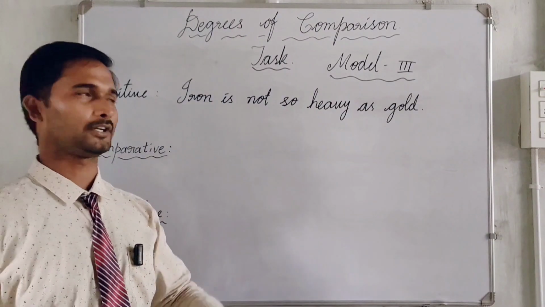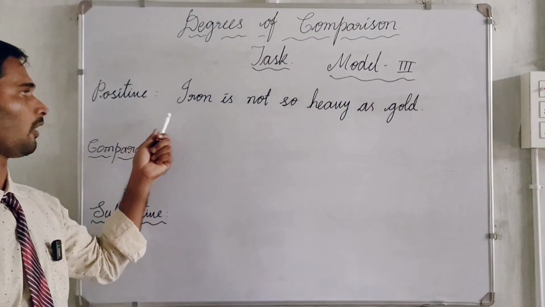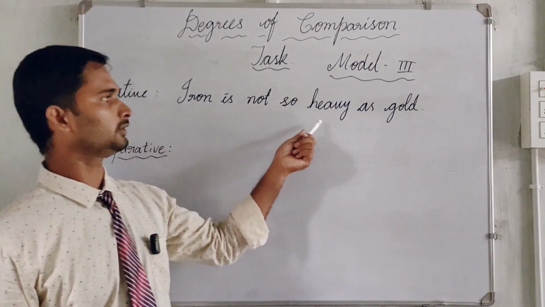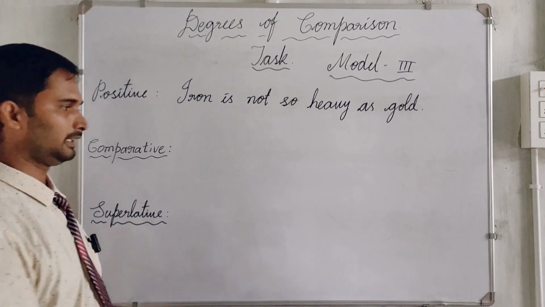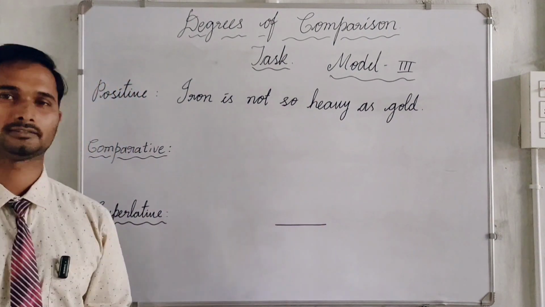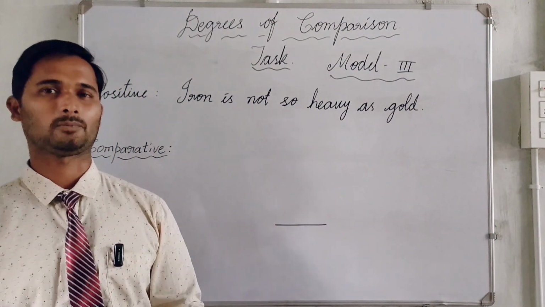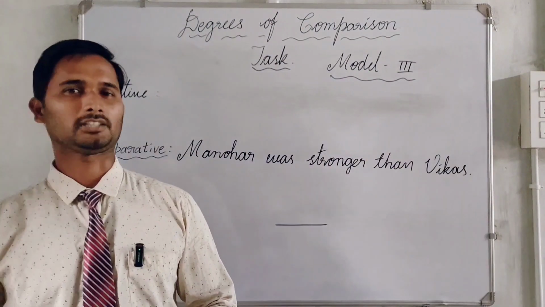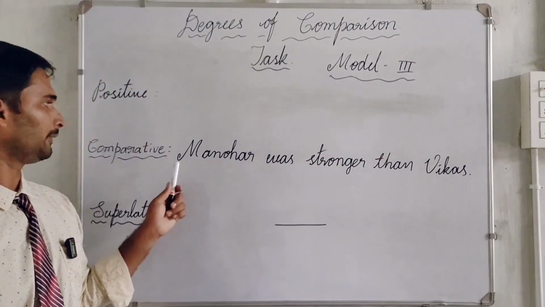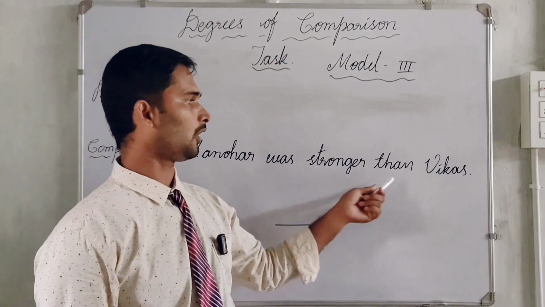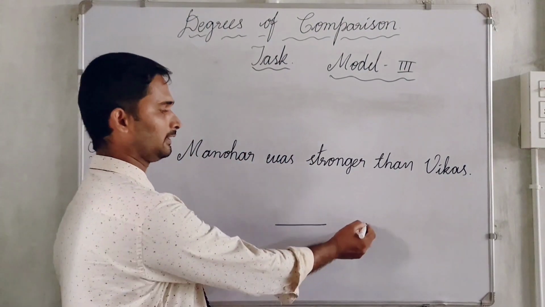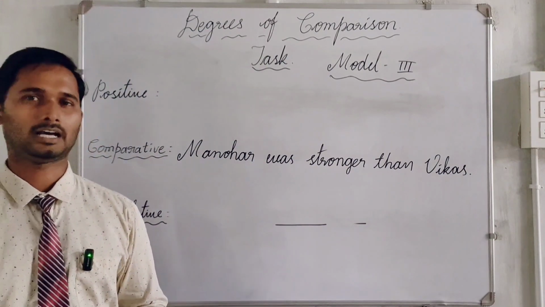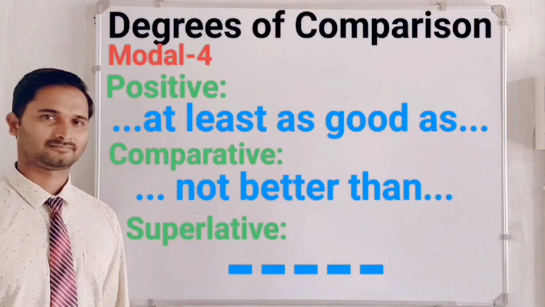Here is a task for you of Model 3, positive form. Iron is not so heavy as gold. May you get the comparative form? It doesn't have the superlative degree. Comment it in the comment box. One more task for you of Model 3, comparative form. Manohar was stronger than Vikas. May you get the positive form? As it doesn't have the superlative form. Answer it in the comment box.